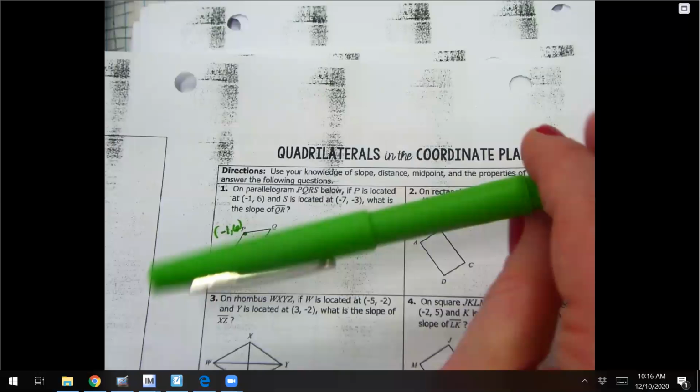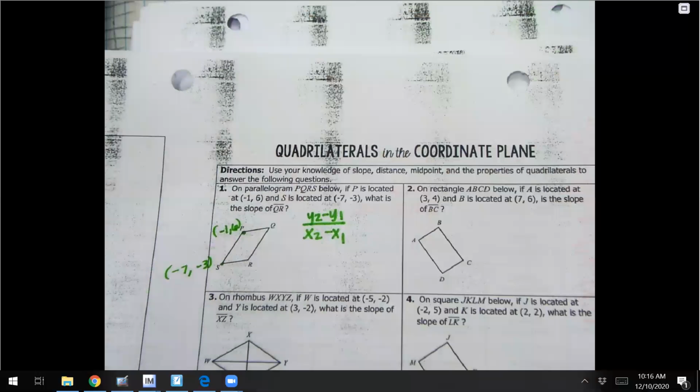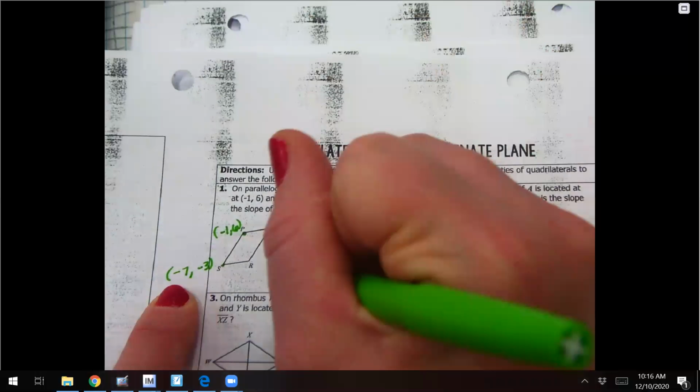You find the slope doing y2 minus y1 all over x2 minus x1. So I'll let the one on the bottom be the 2's. So y2 is going to be -3 minus 6. x2 is going to be -7 minus -1. So plus 1.